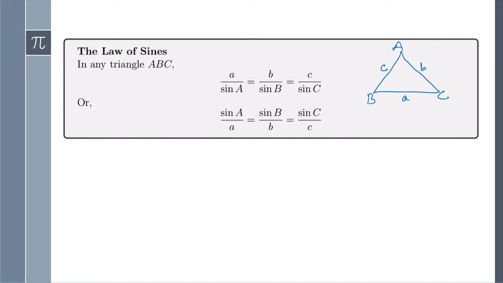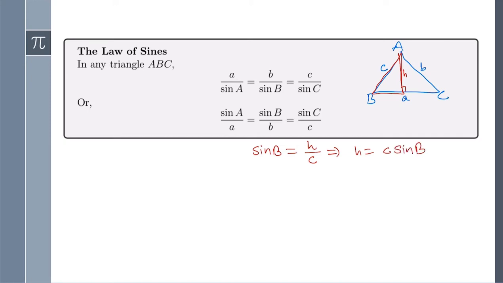Now, to prove this, and it's not that hard to prove, I'm not going to do the whole proof here, but the idea is we'll draw a perpendicular from one of the angles to the opposite side, and then we'll make two right triangles. We call this height h. If we use this right triangle and find sine B, that is opposite, which is h, over hypotenuse, which is c, and that gives us h equals c times sine b.